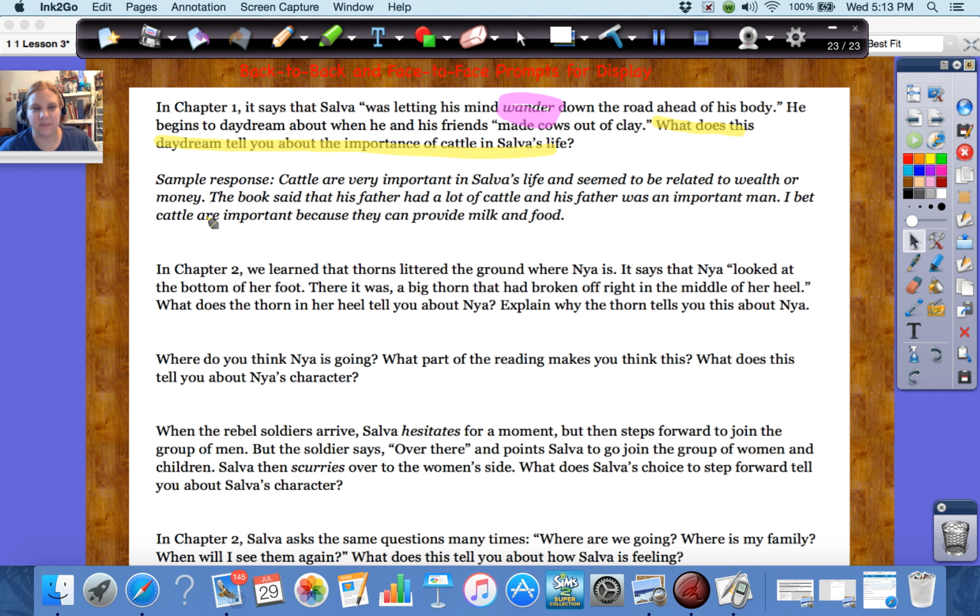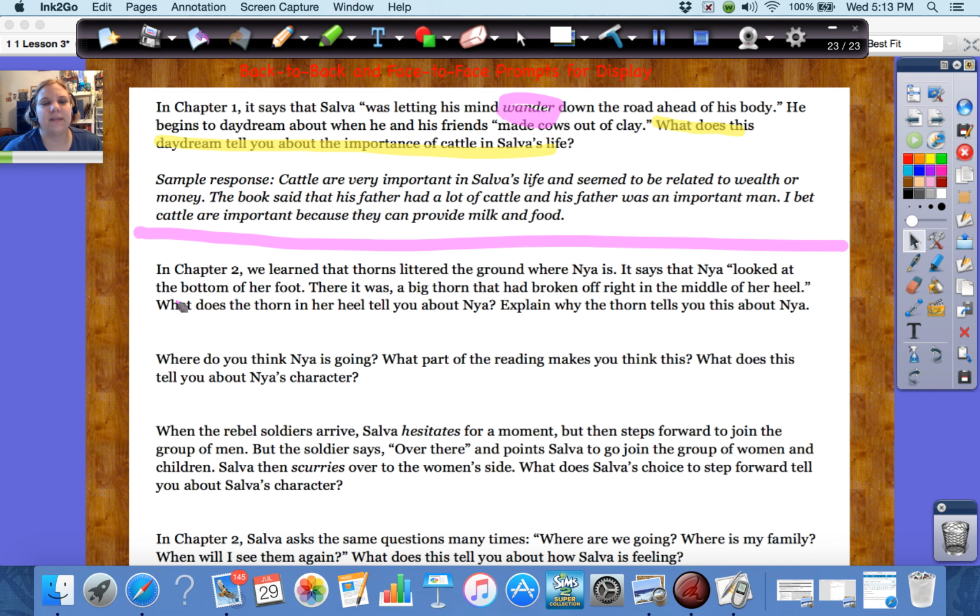Okay, so here's a sample response. Cattle are very important in Salva's life and seem to be related to wealth or money. The book said that his father had a lot of cattle and his father was an important man. I bet cattle are important because they can provide milk and food. Okay, so that would be just the first question. I think this was 1.